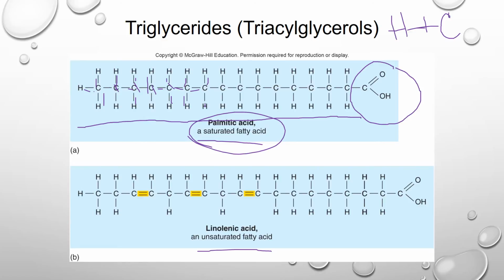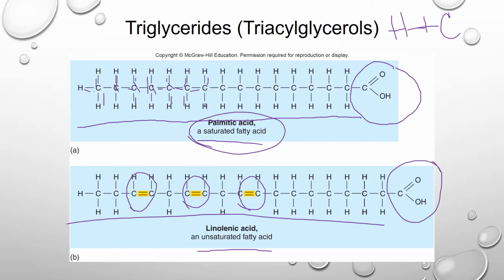An unsaturated fatty acid, like in this example, has double bonds between the carbons. They still have a long hydrocarbon chain and the carbonyl group, but now instead of having single covalent bonds, what we have are double covalent bonds. And so that's going to be the difference between saturated versus unsaturated, the amount of bonds that carbon can have.